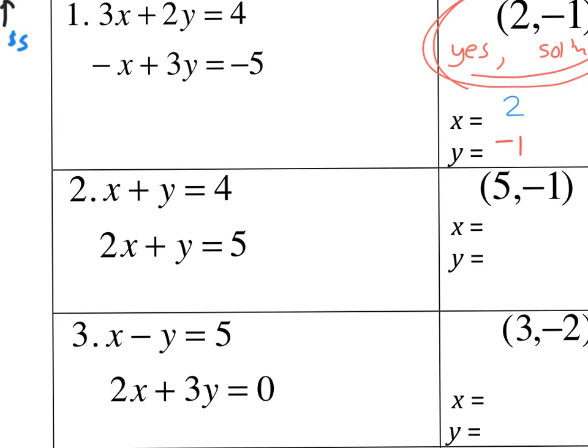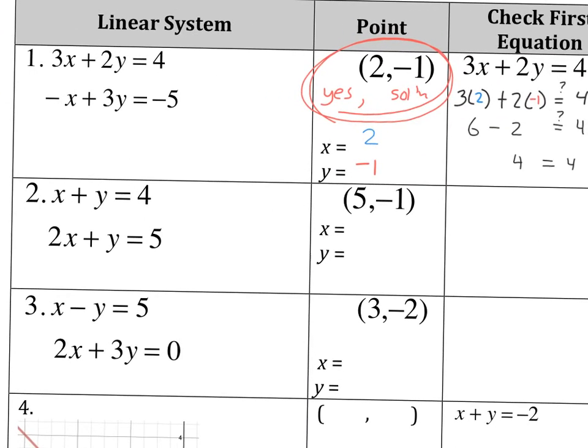So let's take a gander at the second one. Again, a lot of this can be mental. X is 5. You don't have to write that down in future. We're just walking us through it. All right, now over here, I have the x plus y equals 4. And I'm going to check that. 5 plus a -1 equals 4. And then 4 equals 4. So I see that it checks out for the very first one.